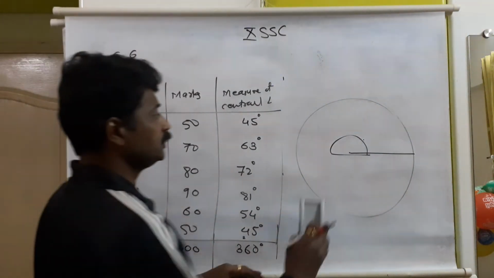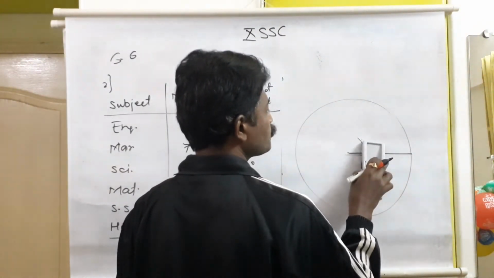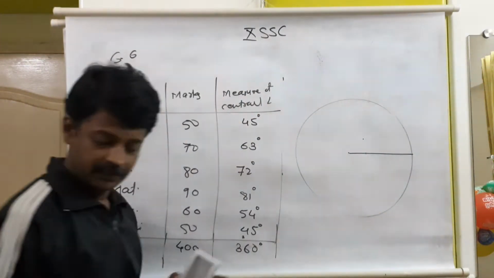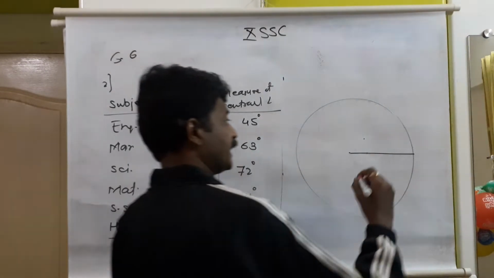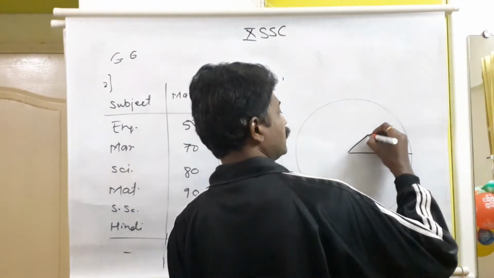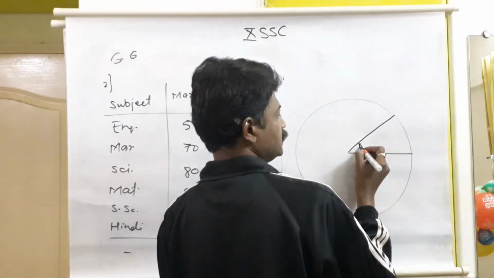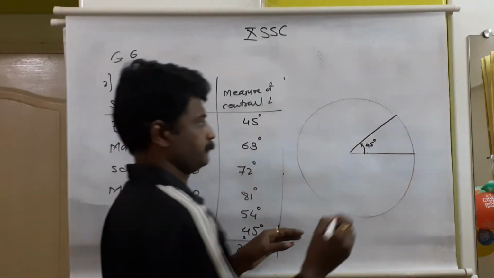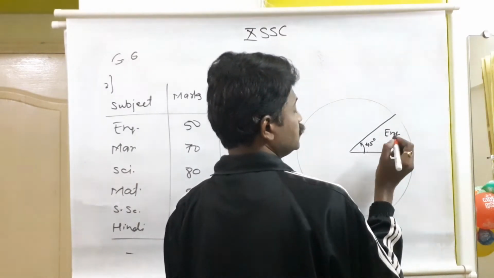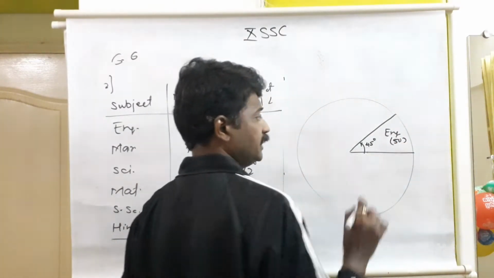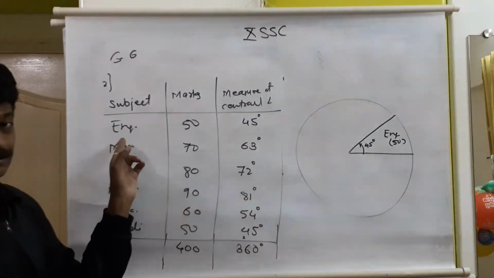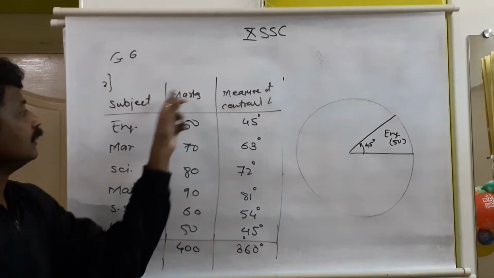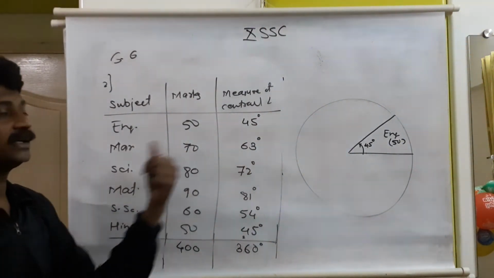Now remove the D and draw the line from the mark point. Here we mark for 45 degree. We have to draw a radius passing through the center and the mark point. So this is 45 degree for which subject? For English. So this is for English. You can write marks also if needed, but the subject name has to be there, for which subject it is related to. So English 45 degree. Next is Marathi 63 degree.